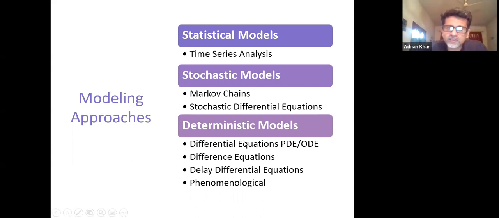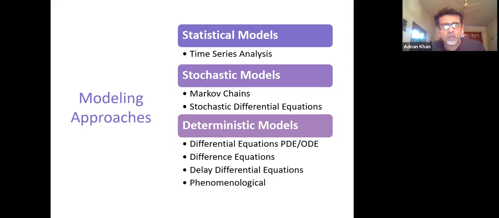Then there are deterministic models. These are the PDE, ODE type models. Then you could use difference equations in which time is also discrete. And then delay differential equations, and then there's this weird thing, a phenomenological model. It's a mouthful. These are models in which you don't, again, take into account any mechanics of how the disease is spreading.